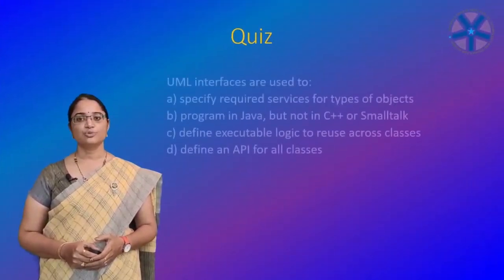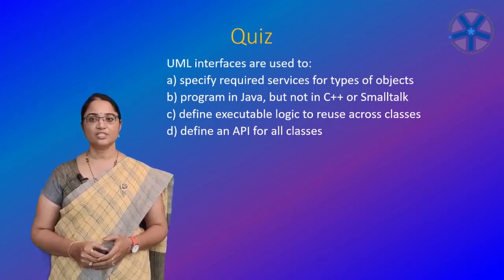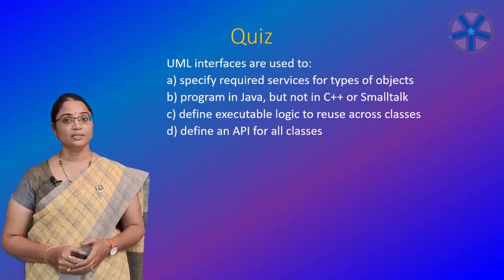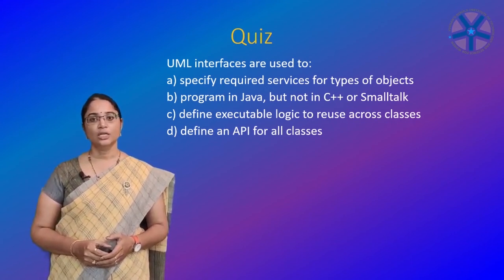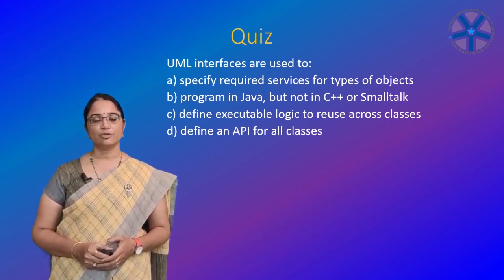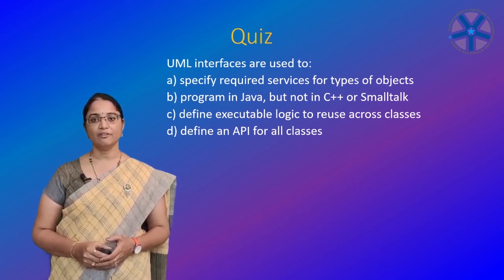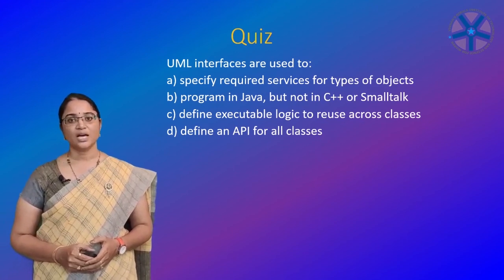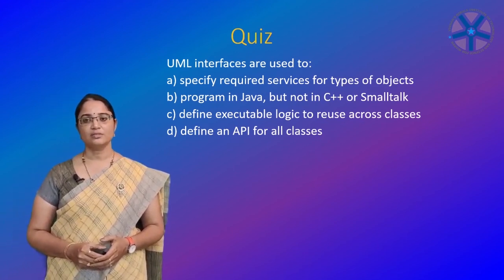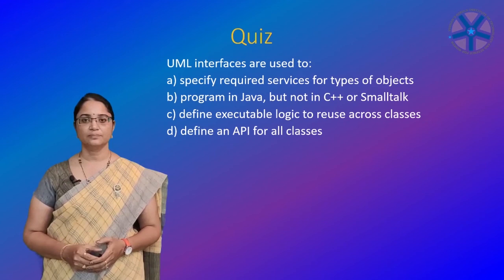UML interfaces are used to specify required services for types of objects and program in Java but not in C, C++ or Smalltalk. Define executable logic to reuse across classes. Define the API for all classes. The answer is specify required services for types of objects.